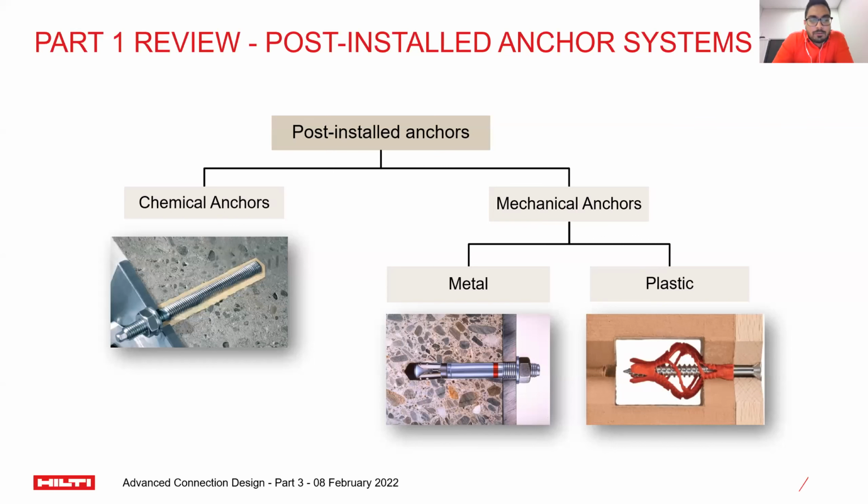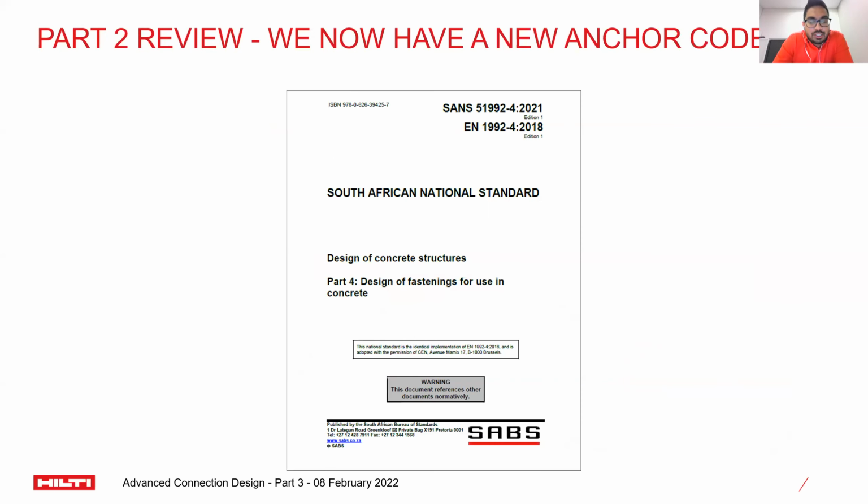Then part 2, if you go to the next slide, Fethi, was where we actually looked at a design. The reason we felt this topic was very important to bring to you as an engineering community was that we had a new anchor code published in South Africa in March 2021. This code was a direct adoption of Eurocode 2 Part 4, which is the European code for fastenings for use in concrete. The SABS implemented it as is, and it's known in South Africa as SANS 51192-4. So part 2 of the session was basically dissecting this code.